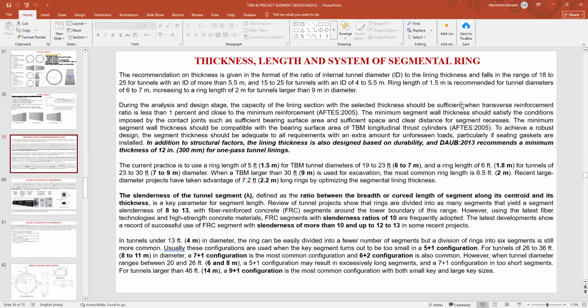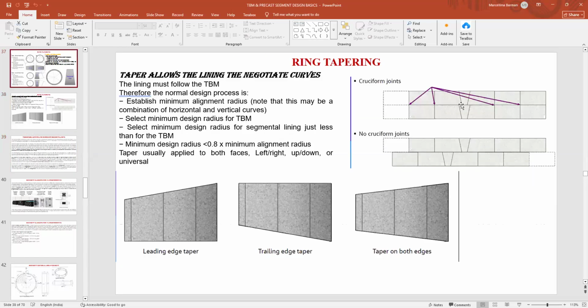The recommendation is that whenever we specify, it is the inner diameter of the segment. It is not the total diameter, it's only the finished diameter of the ring. For the tunnel, there is a ratio of the internal diameter to the lining thickness, and it varies from 18 to 25. If the tunnel internal diameter is between 4 and 5.5 meter, then it is 15 to 25. We generally specify a ring length of 1.5 when the tunnel diameter is 6 to 7. If the tunnel diameter is more than 9, then we go for a ring length of 2 meter. Ring length of 2 meter means we are specifying this length.